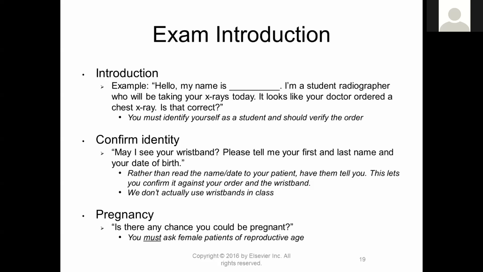For female patients, we have to ask if there's any chance you could be pregnant. So female patients of reproductive age, this varies from site to site. Some hospitals have different age ranges than others. But get used to asking this question. Any female patient of childbearing age, you're going to ask if there's any chance they could be pregnant. This means you're going to be asking 12-year-old girls if there's a chance you could be pregnant. Just get used to it.